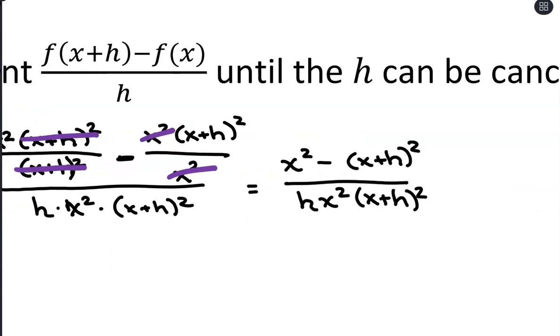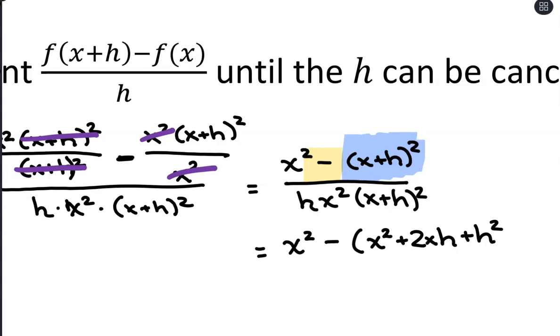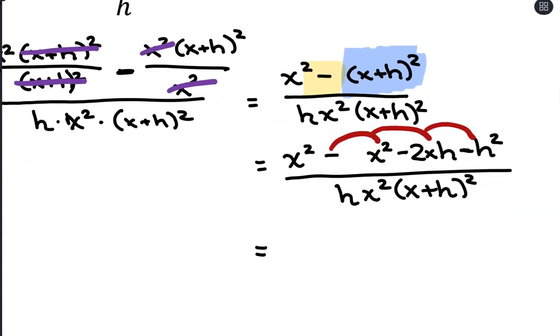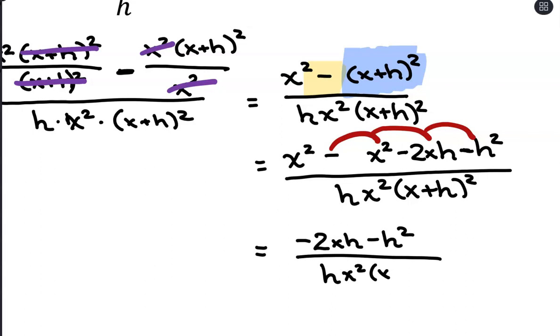Now, I can't cancel anything out yet because of that subtraction right there. So what I need to do is expand out this x plus h quantity squared. So it's going to be x squared minus, and I want to think about parentheses here, x squared plus 2xh plus h squared. And let me write down that denominator before it disappears by accident. That negative needs to distribute in. So what we're actually going to have is minus x squared minus 2xh minus h squared when I drop those parentheses. So that x squared minus x squared is going to turn into a 0. So I'm left with negative 2xh minus h squared over h x squared times x plus h squared.